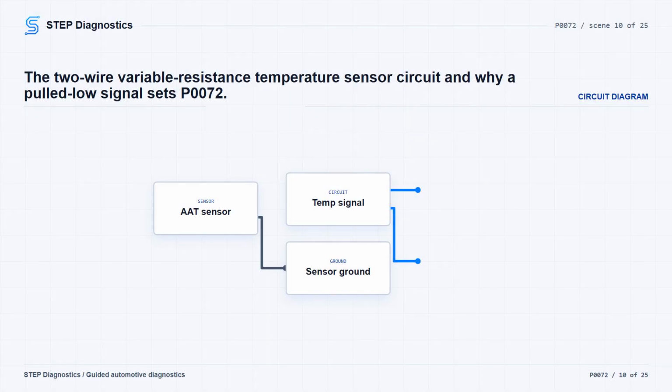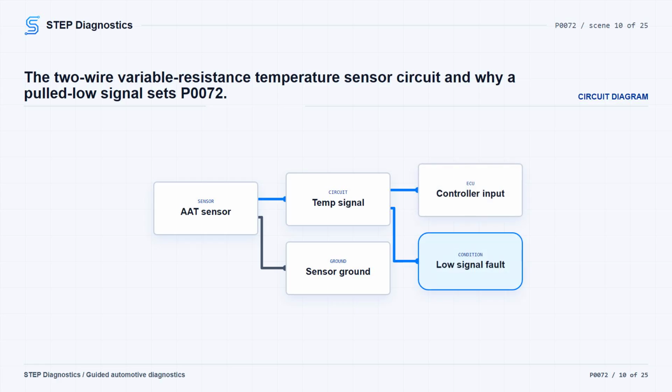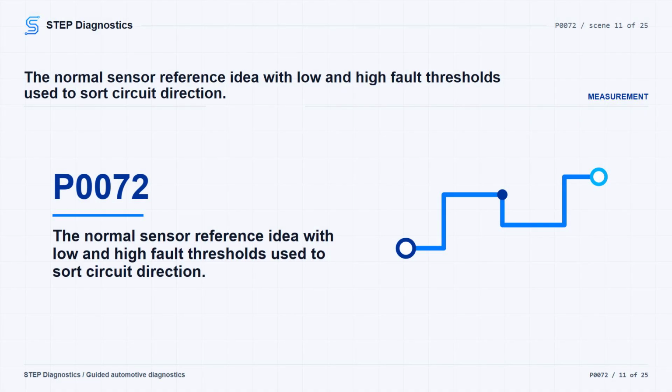This temperature sensor circuit is typically a variable resistor on a normal 2-wire 5.0-volt sensor circuit. As a general rule, a voltage reading above approximately 4.9 volts would set a circuit high or open fault, and a voltage below approximately 0.10 volts will set a circuit low fault. For this P0072 path, the low fault threshold is typically in the 0.1 volt range. The high side threshold is typically in the 4.9 volt range.